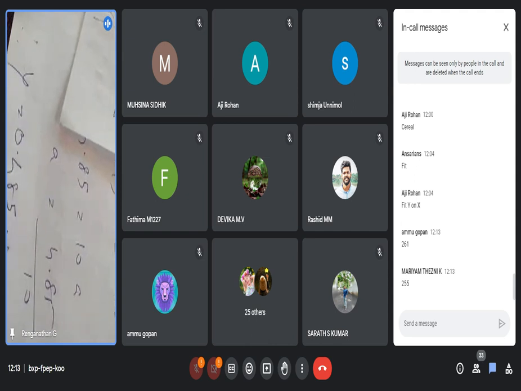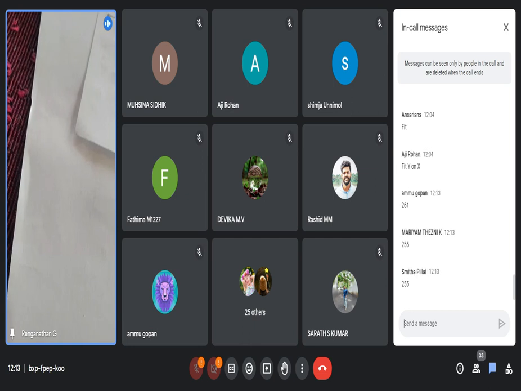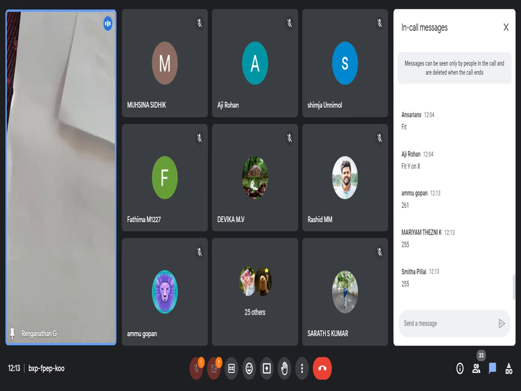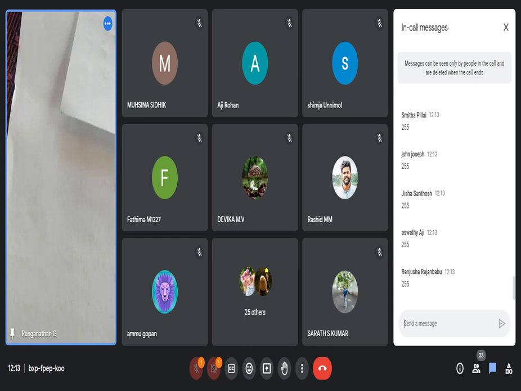Ammo says it is 261. Smita says it is 255. Make the calculations correct, because I already calculated the values here. 255, yes, that is the value. I think 255, I also got that value. 255 is the answer. Ashwati, Ranjusha, and others, check your answers.